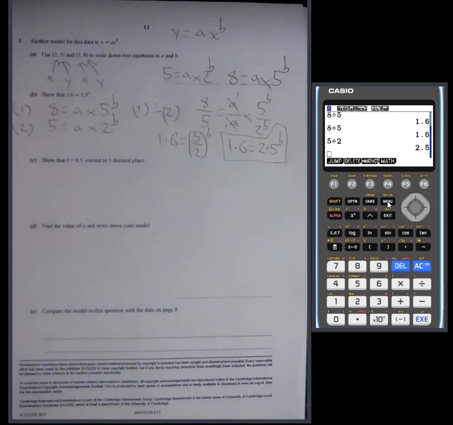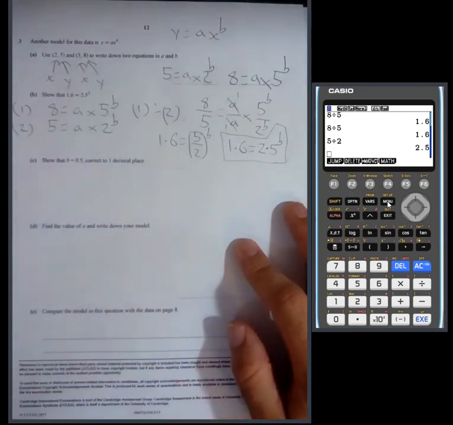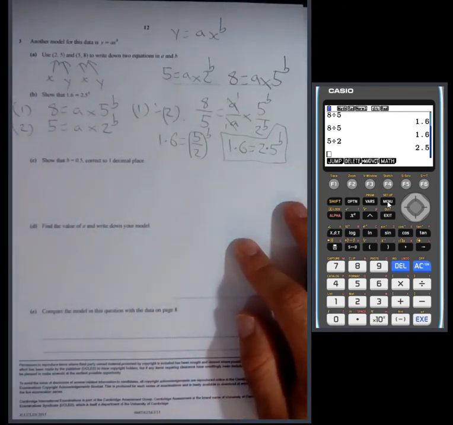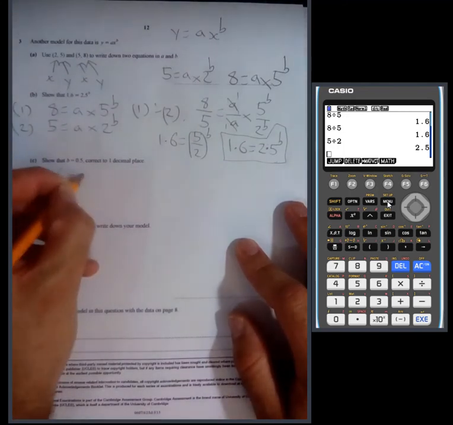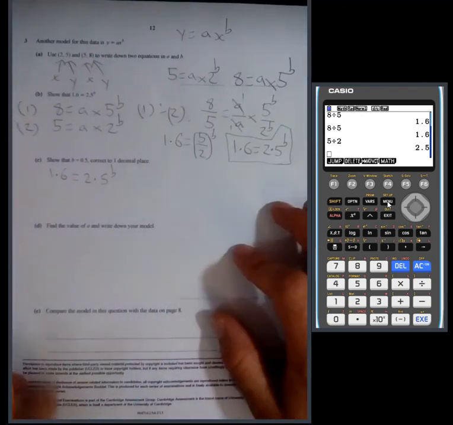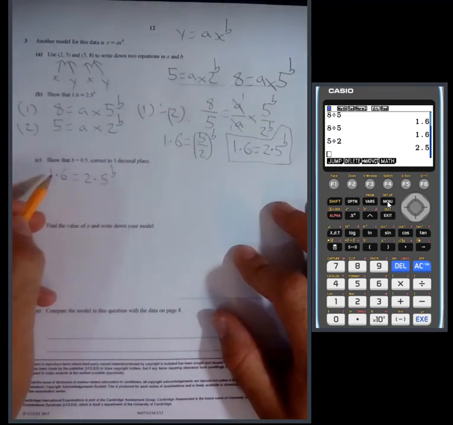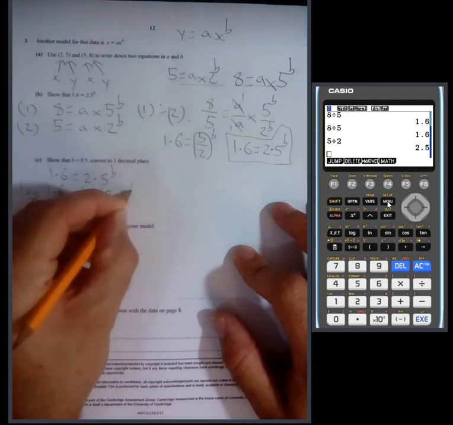Right, show that b equals 0.5, correct to one decimal place. The fact that it says show that means you need to use some kind of method. The way to solve an equation with an unknown in the power is to use logs. So I'm going to write down 1.6 equals 2.5 to the power b, and what you need to do is take logs of both sides. So I'm going to write down log left equals log right. Log 1.6 equals log 2.5 to the power b.